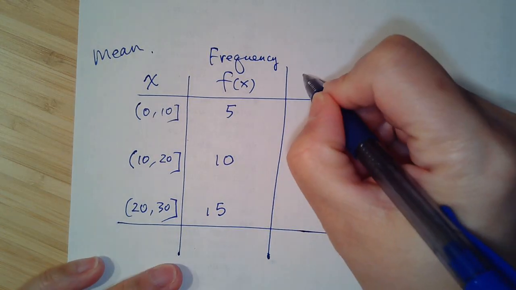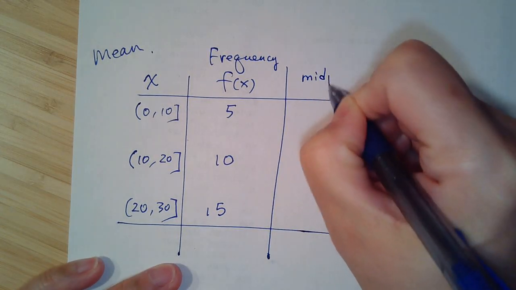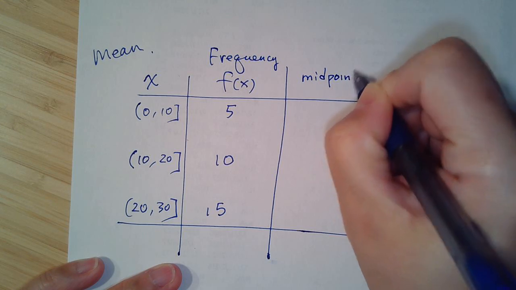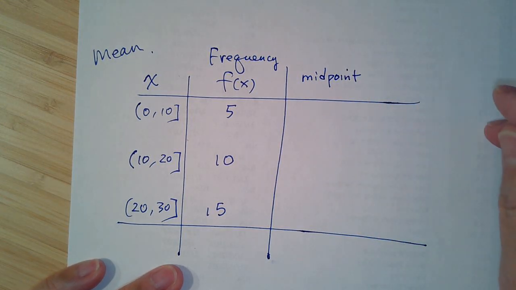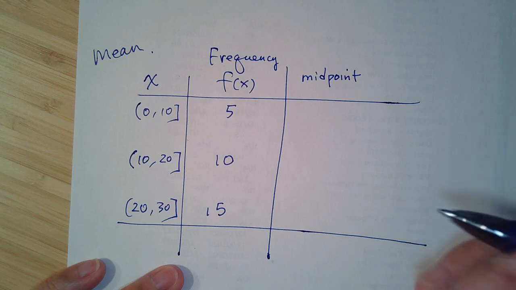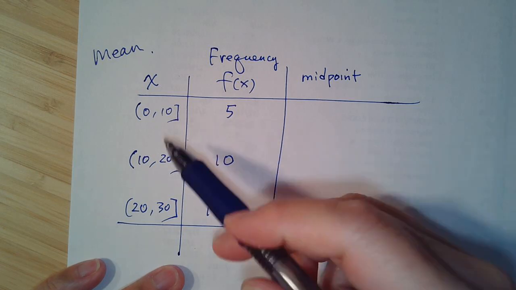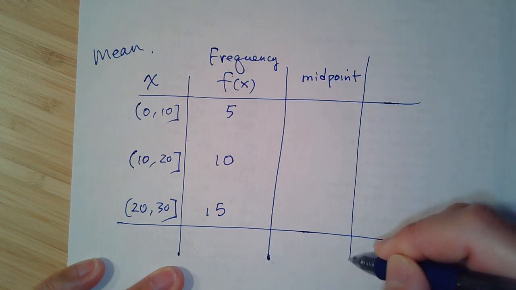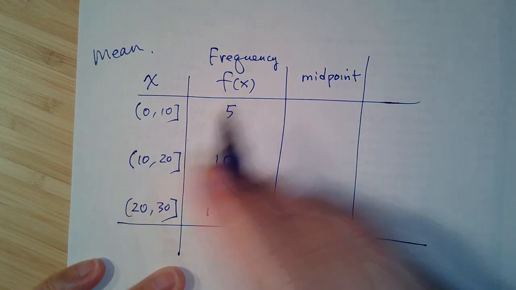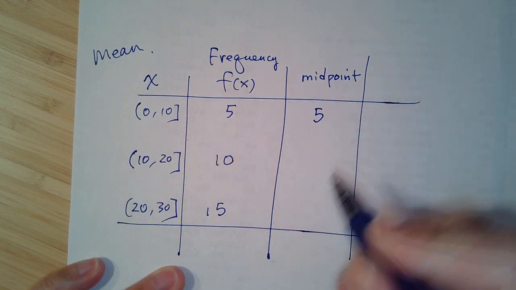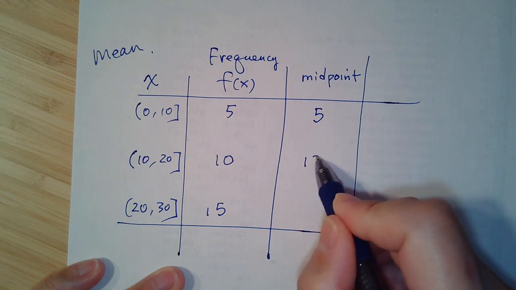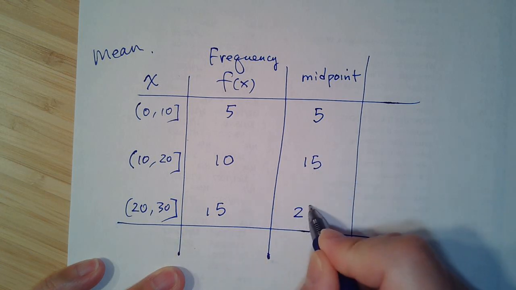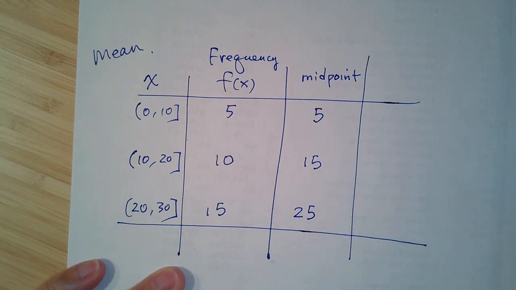Now, the tricky part is to find the midpoint. We're going to use the midpoint value of each interval to represent all the numbers in the interval. It's just an approximation. We cannot really do anything better. So from 0 to 10, the midpoint is 5. 10 to 20, the midpoint is 15. And this is 25. All right.